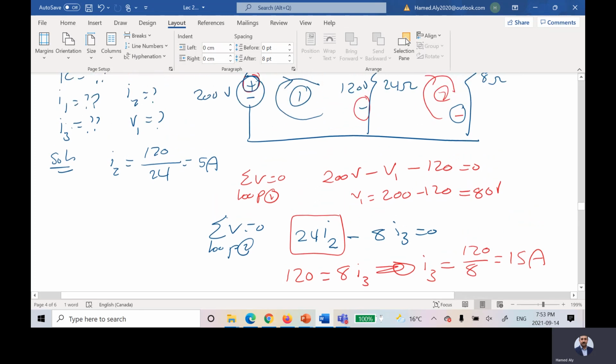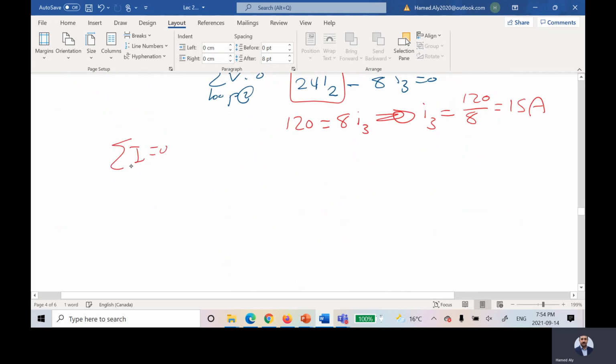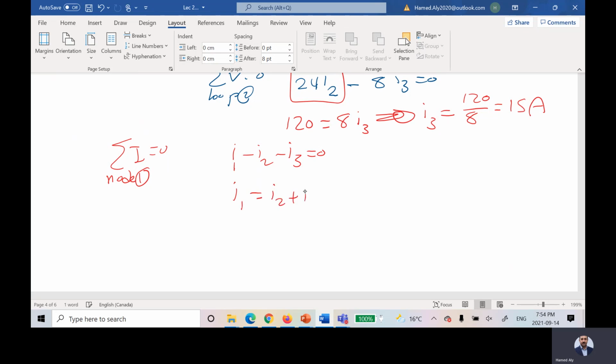Now, let us go back to the problem. You would like to calculate I1. This is the last step to be able to calculate R. So I will say summation of the current for that node is equal to 0. This is node number 1. This current is entering, this current is leaving, this current is leaving. If the current that enters the node has a positive sign, the current that leaves the node has a negative sign, which means I1 minus I2 minus I3 should be equal to 0. Now, I know I2, I know I3, so I can say I1 is equal to I2 plus I3, which is equal to 20 amps.